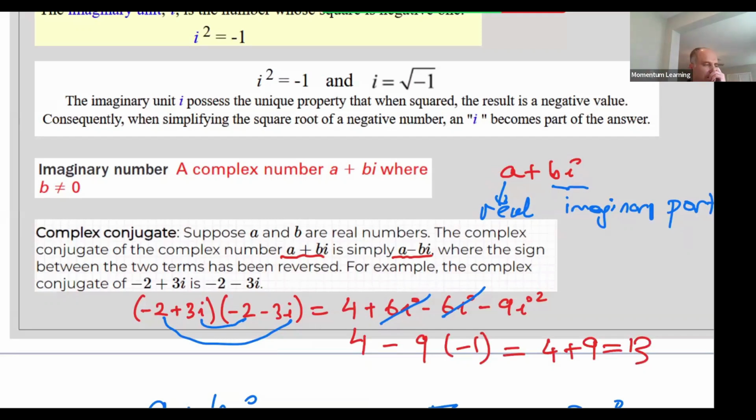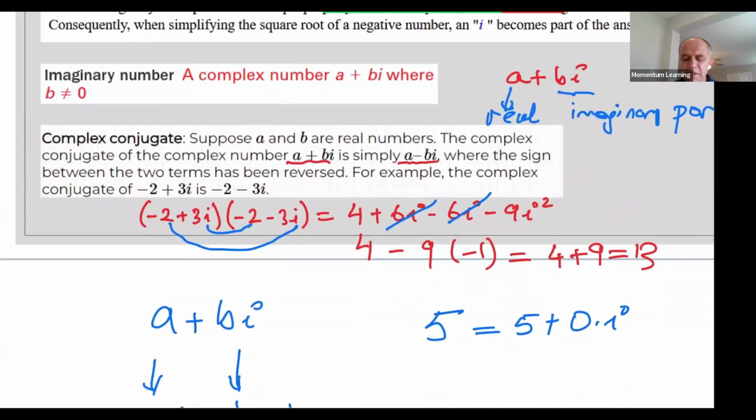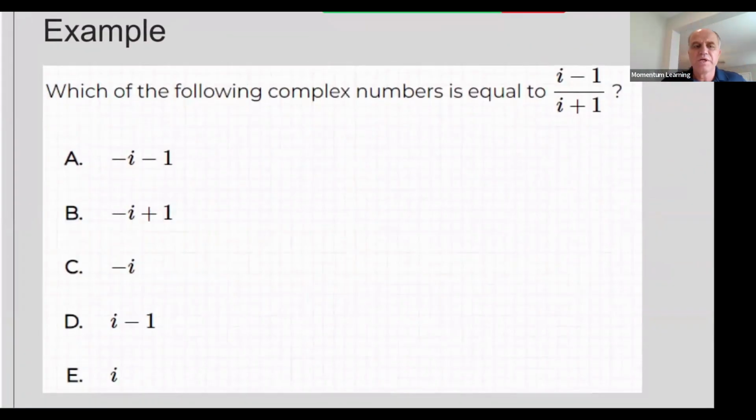So when I try to get rid of a complex denominator, or when I simplify a complex number from anywhere, it can be in the numerator or denominator, I will multiply this number by its conjugate. Okay, let's read the question. Which of the following complex numbers is equal to negative i minus 1 over negative i plus 1?